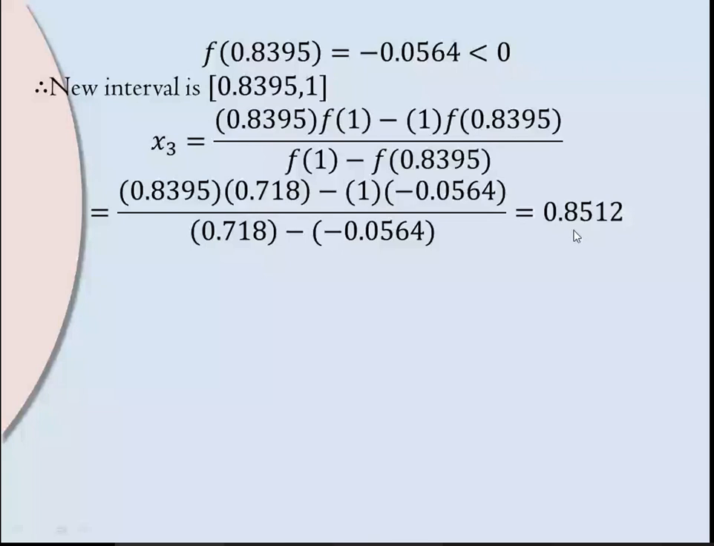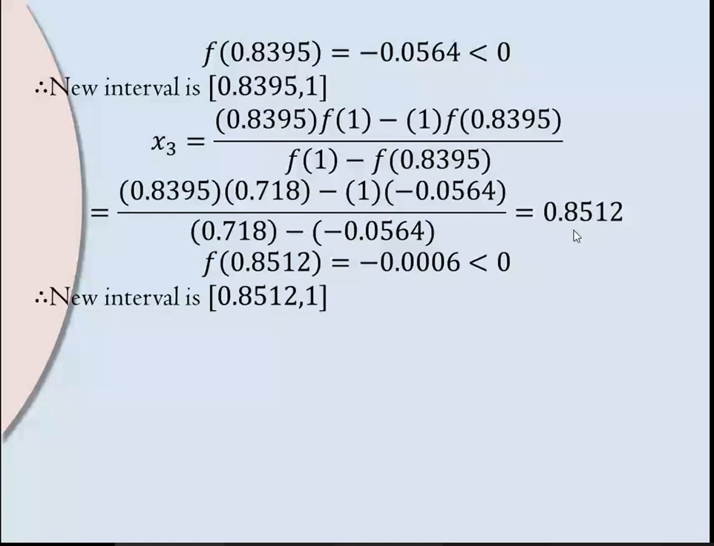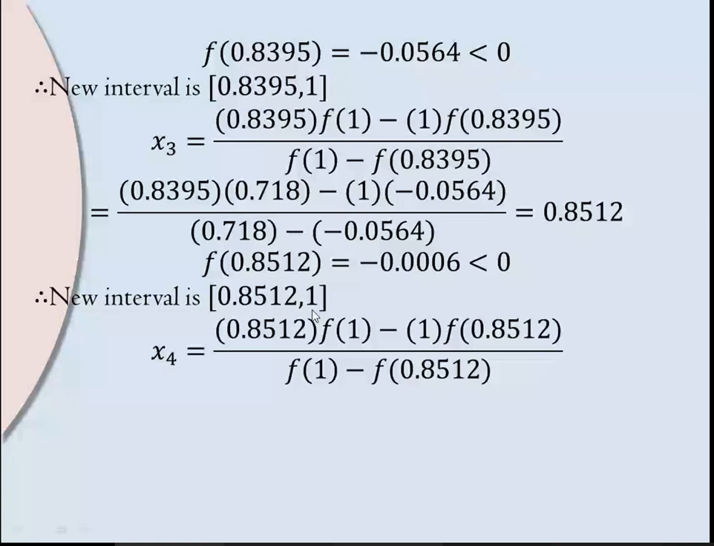Find the value of f at this point. Again, take the new interval. Replace the previous value by the new value up to 1. Find the value of the new x. Do the cross multiplication: f of 1 into this value minus f of this into 1 divided by the subtraction of these two functions. Okay. Find f of x4.